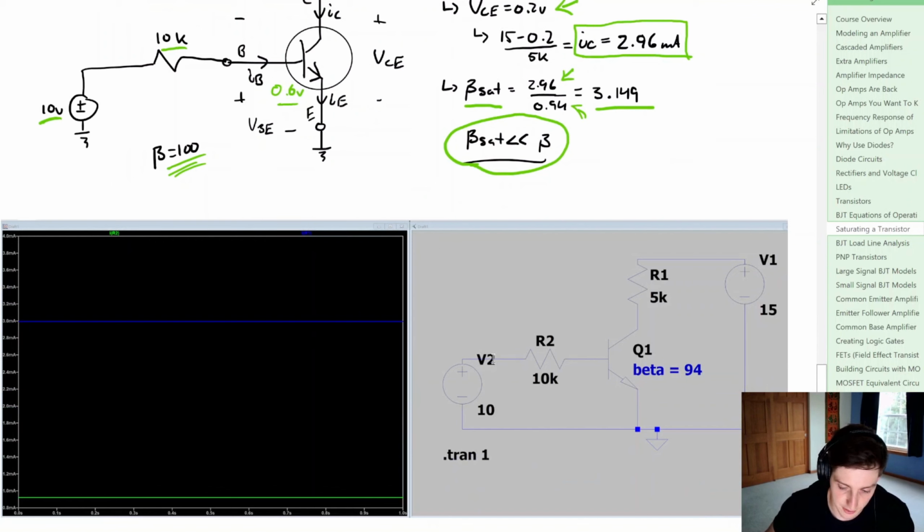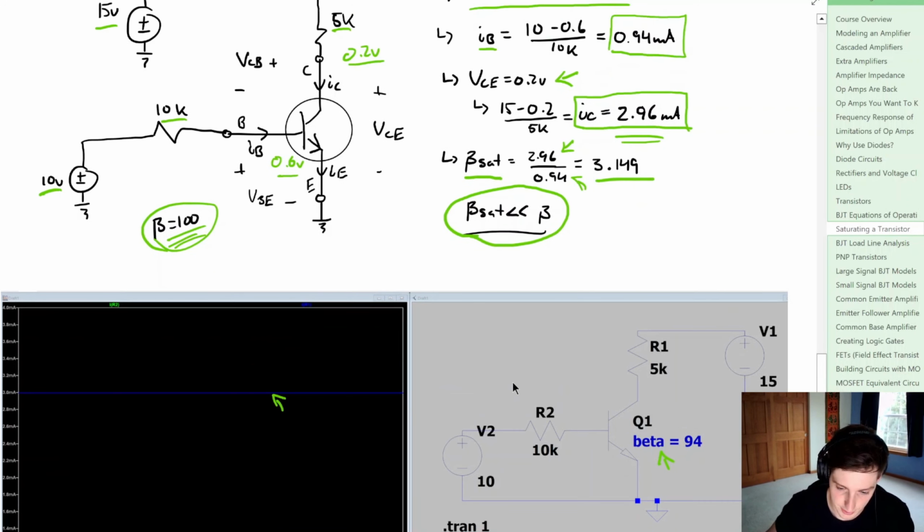And if we look at a simulation, I tried to throw in a transistor that had an approximate beta of 94, close to the 100. I tried. But what we get is in the green here, we're looking at our base current, and in the blue, we are looking at our collector current. What we can see is that the base current is approximately 0.94 milliamps, and then our collector current is about 3 milliamps. So we're pretty spot on, not too bad. We hit our target, and the simulation verifies it. So from this, it's confirmed that we are in the saturation mode.